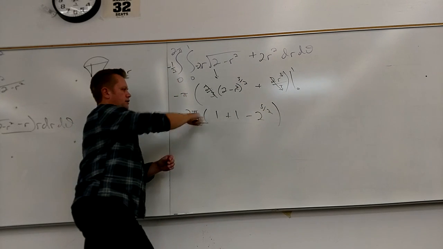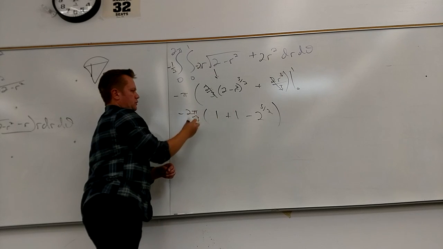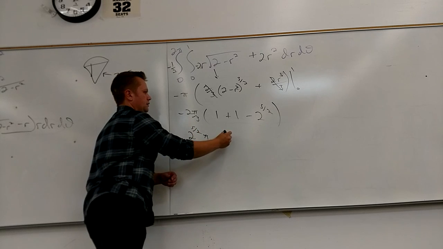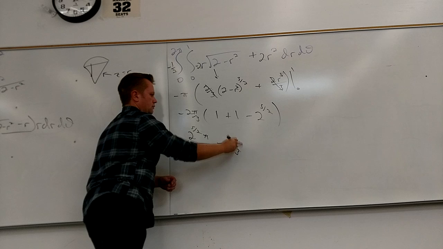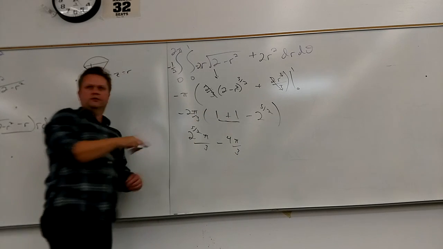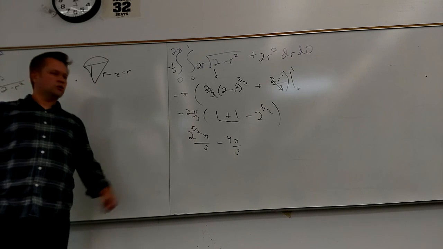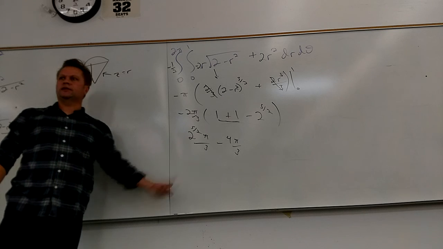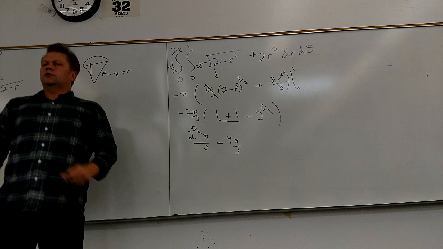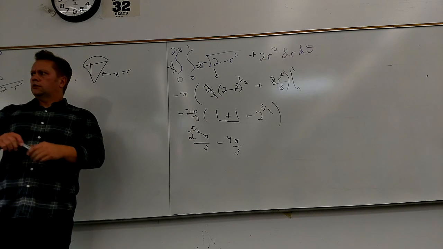So now, let's see, when you distribute this, you could do 2 to the 5/2 pi over 3 minus 4 pi over 3. 2 times this, and that times this makes it positive. You can write this whatever way you want to. Just don't write it as a decimal because that would take you for the rest of your life, so don't do that. Cool. All right.